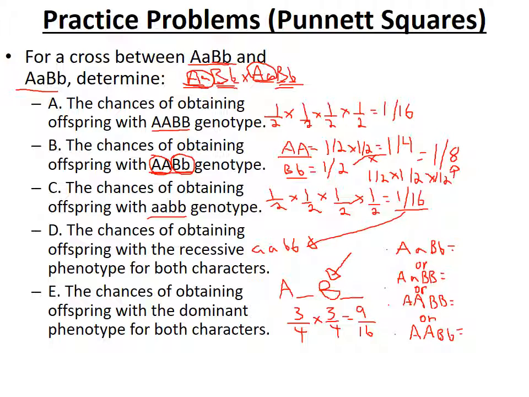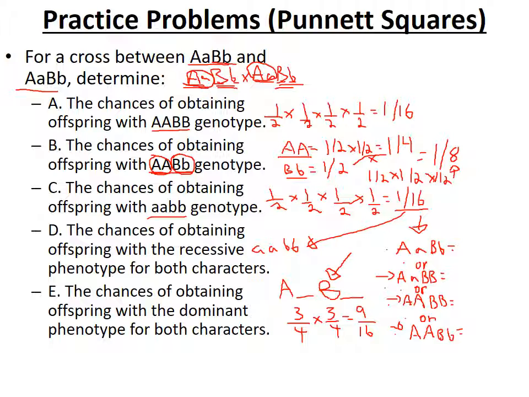You'll have one or the other. So I can use a multiplication rule to find the chances of getting these individually and then add them together, and you'll see that I will probably get 9/16 if I've done everything correctly. So what are the chances of getting big A, big A, big B, little b?